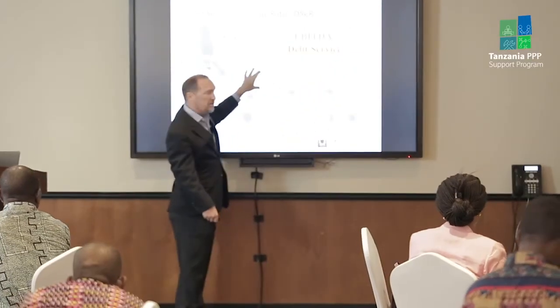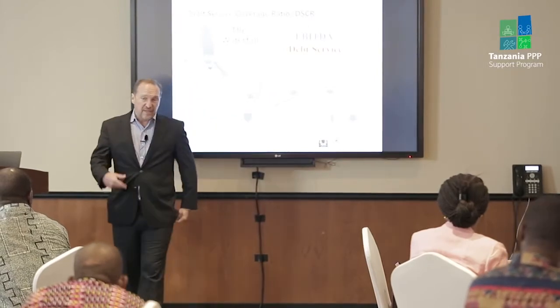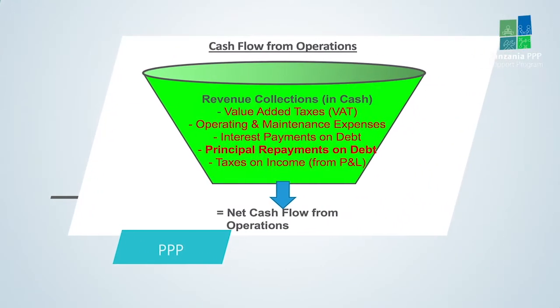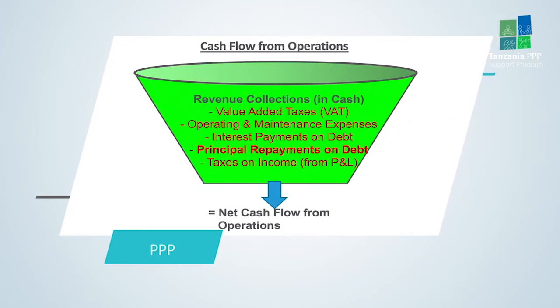Show me you've got 1.3 or 1.5 as usually a minimum. We'll come back to that, but think about this is how lenders are looking at a project, because they're expecting to get paid back from the future cash flows of the project, not necessarily from the assets in that project company.